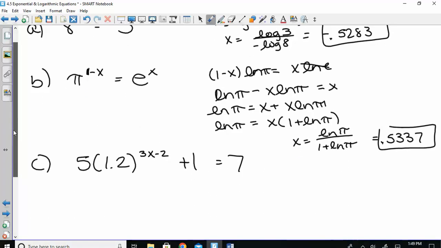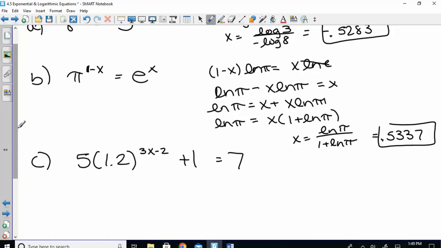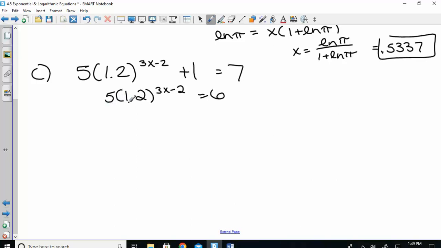C might actually be the easiest one. I didn't get there. Don't agree with that one. What would you do first? Subtract the 1. Okay, order of operations. We have to do exponents before we can multiply. So I can't take 5 times 1.2. So what do we do with it?